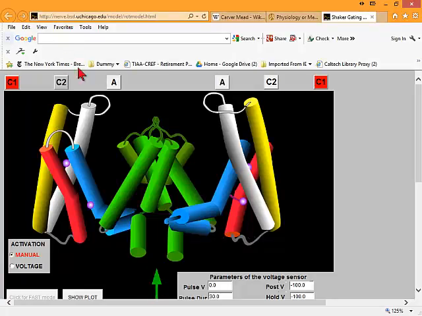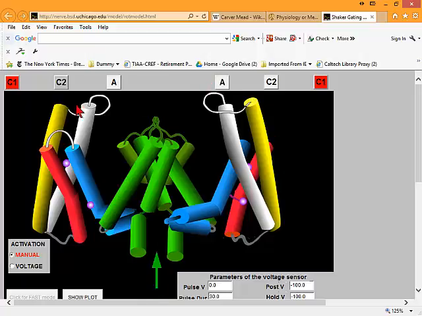So there are four subunits. They are not color-coded by subunit. They are color-coded by transmembrane helix within the subunit. And so in front of the screen and behind the screen, there are two other subunits.